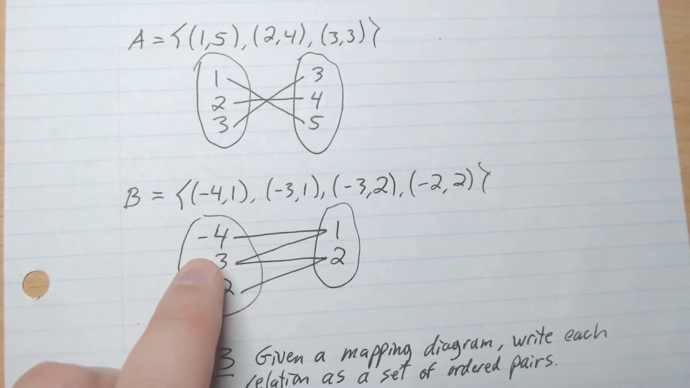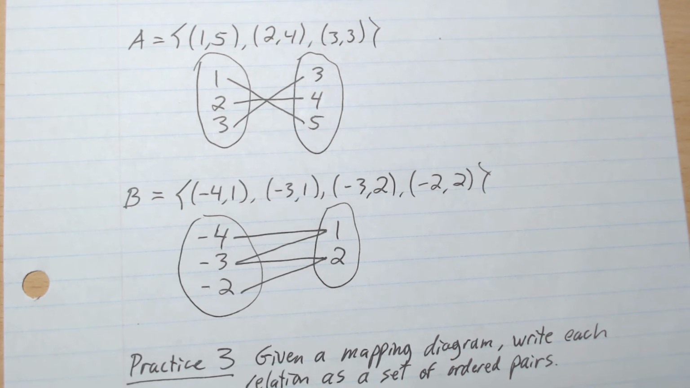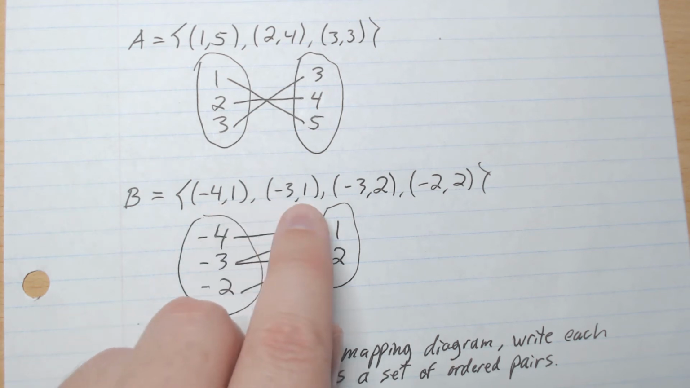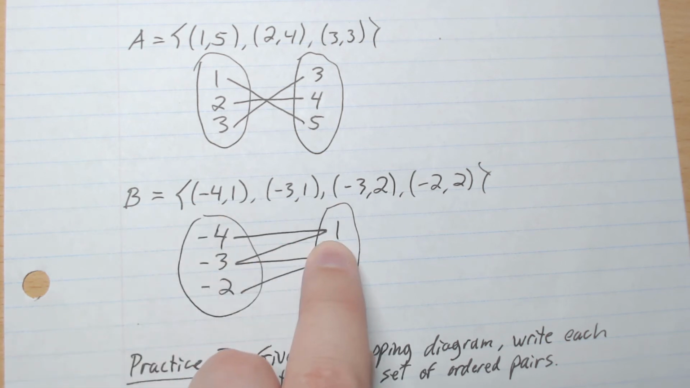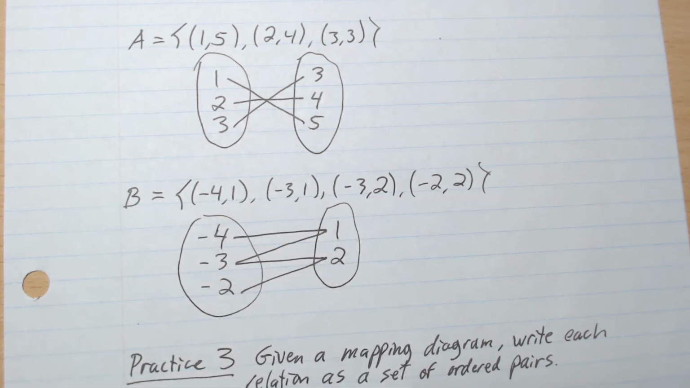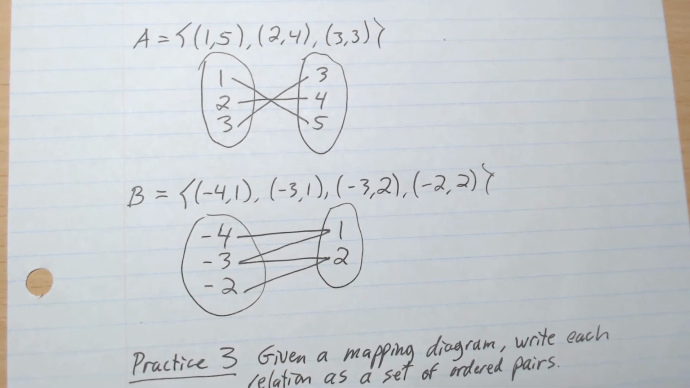B, -4, -3, and -2 are the domain values of B. The range, 1, 1, 2, 2, so 1 and 2. So -4 is being sent to 1, -3 is being sent to 1, -3 is being sent to 2, and -2 is being sent to 2.